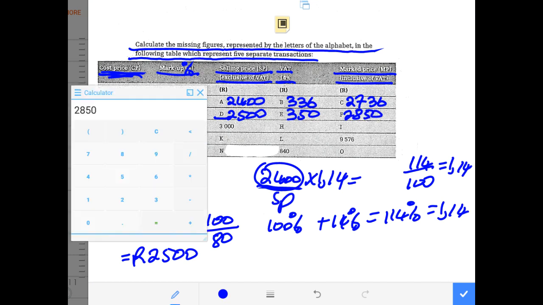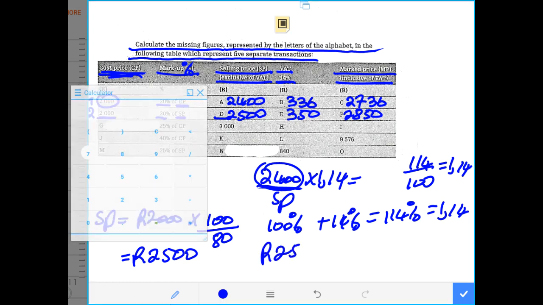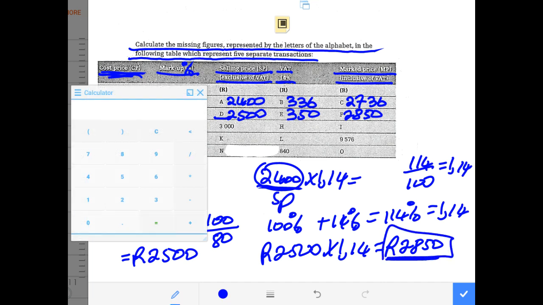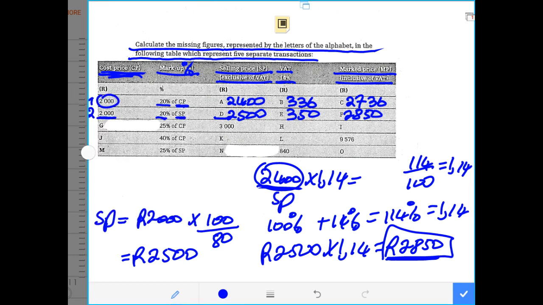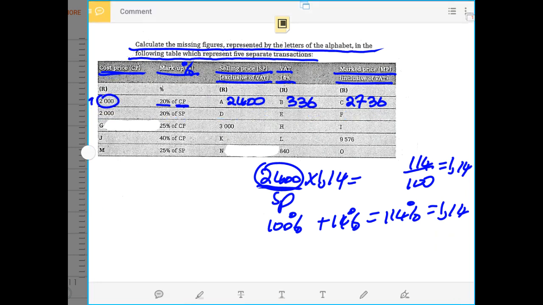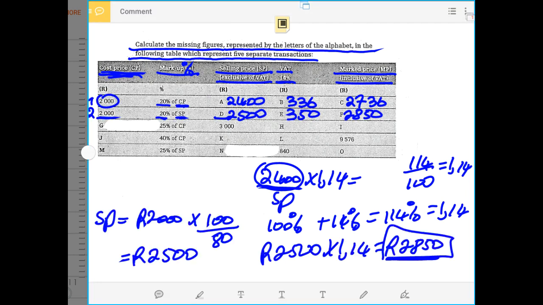But the very strategic one that I always like is to say the selling price of 2,500 times 1.14. Then this will give us 2,850 straight. When you are not required to calculate VAT, you can shoot straight to the last amount of 2,850, which is 2,500 times 1.14, just adding VAT. I always prefer that approach, and I honestly like it.